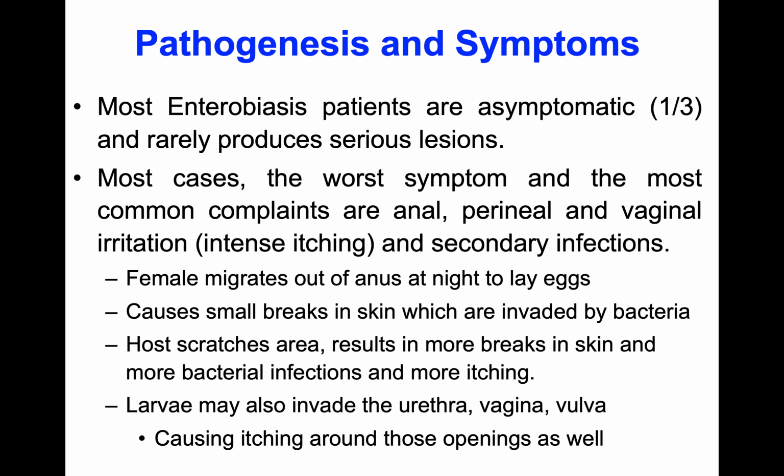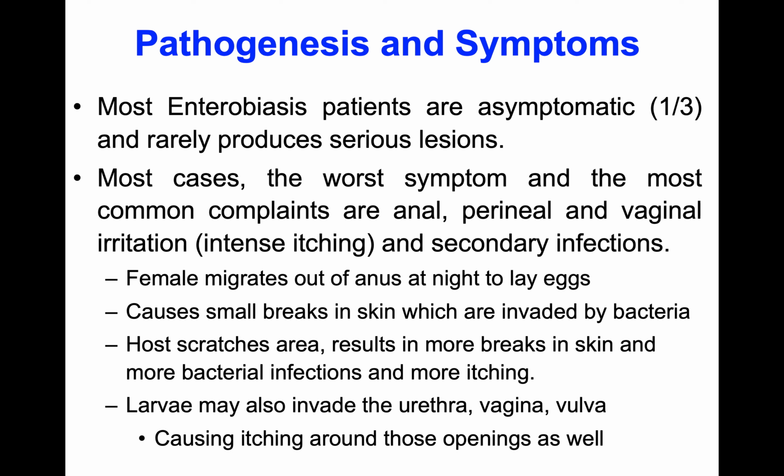Pathogenesis and symptoms. It stands for the presentation from each group. Most enterobiosis patients are asymptomatic and rarely produce serious lesions. In most cases, the worst symptoms and the most common complaints are anal, perianal, and vaginal irritation, intestinal itching, and secondary infection. So some of the key points.